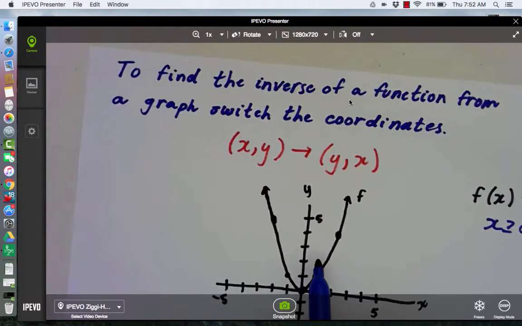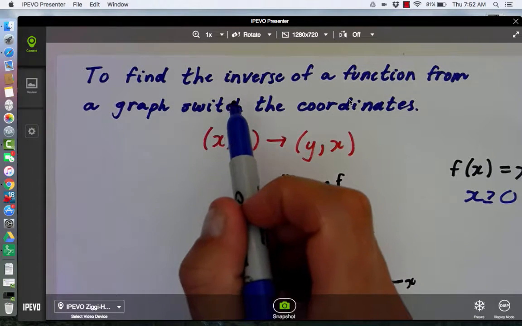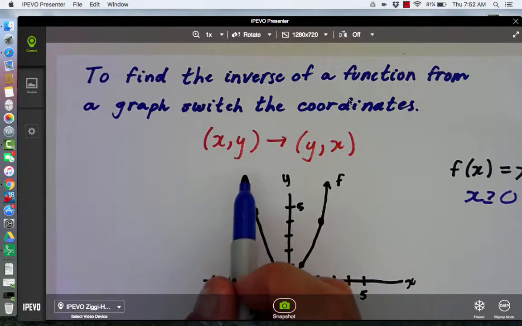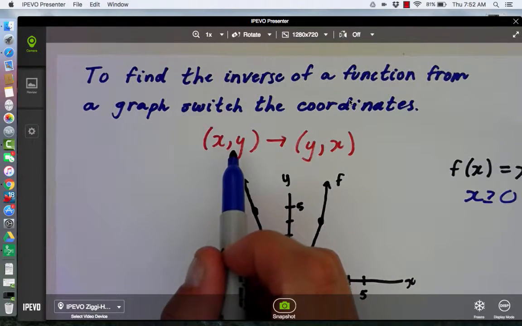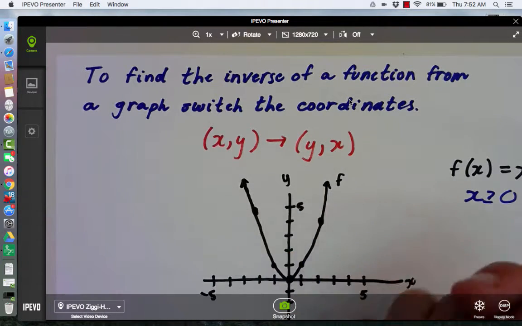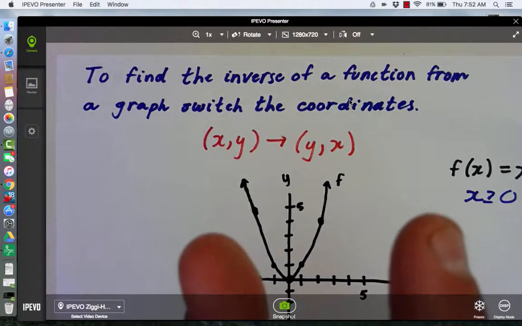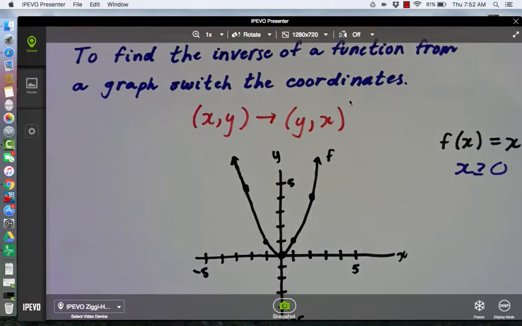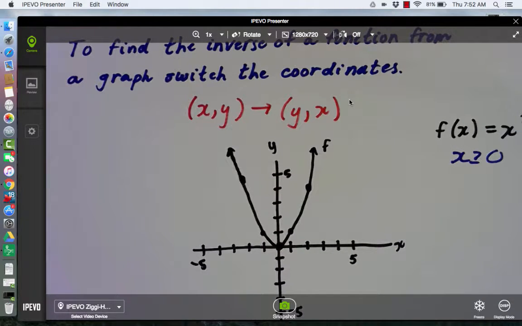But when we find the inverse of a function, all we have to do, if given a graph, is look at the points x and y and just switch them. You're just going to essentially switch their order. So what we're going to do here is graph the inverse.